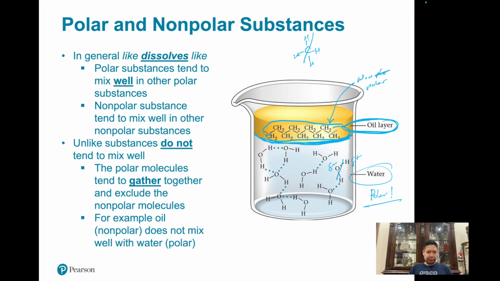So the general rule is like dissolves like, or like likes like, right? And so those are the two main rules in chemistry: opposites attract, and like likes like. Opposites attract when you're talking about putting two atoms together, right? Positive and negative. But like likes like is when you have two different molecules and you're trying to mix them together, right? If they're similar to each other, they'll mix together. But if they're not similar to each other, they won't mix together, right? So that's the principle of like likes like.